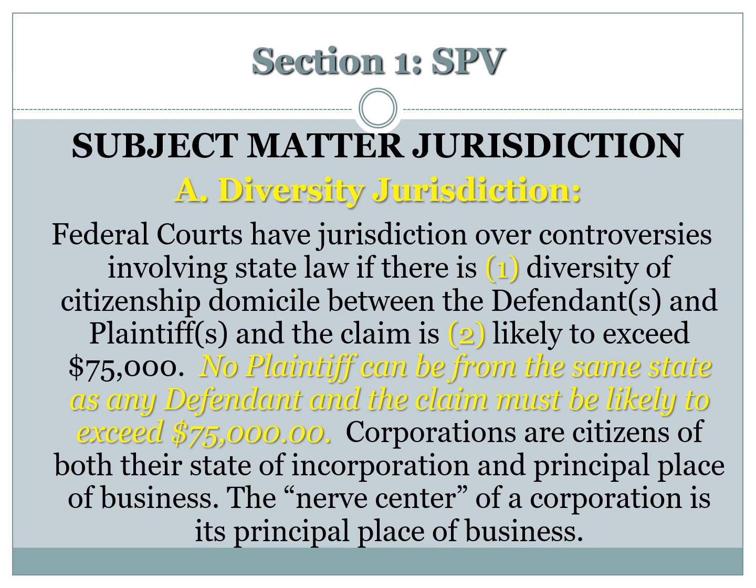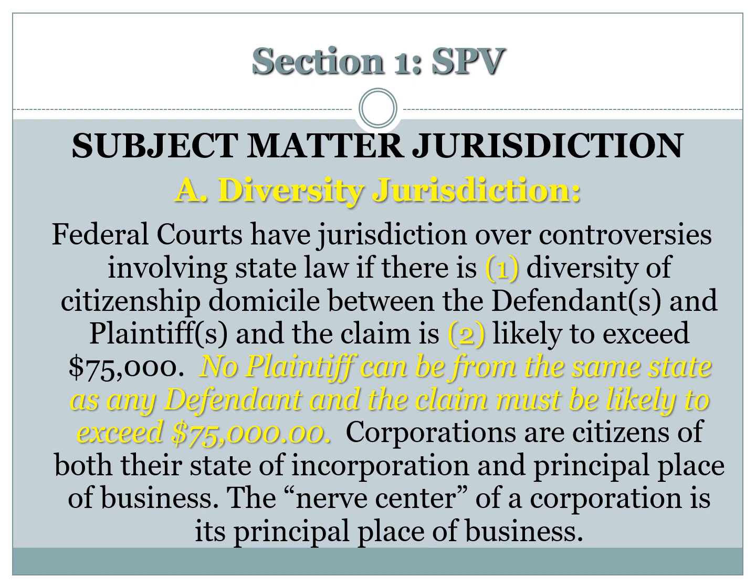The rule is that there must be complete diversity of citizenship between the defendant and the plaintiff, and the claim is likely to exceed $75,000. When we talk about diversity of citizenship, what we're talking about is the plaintiff and defendant's domicile. A domicile is the true, fixed, and permanent place of residence, the place you intend to return whenever you're away. And so that becomes your domicile.